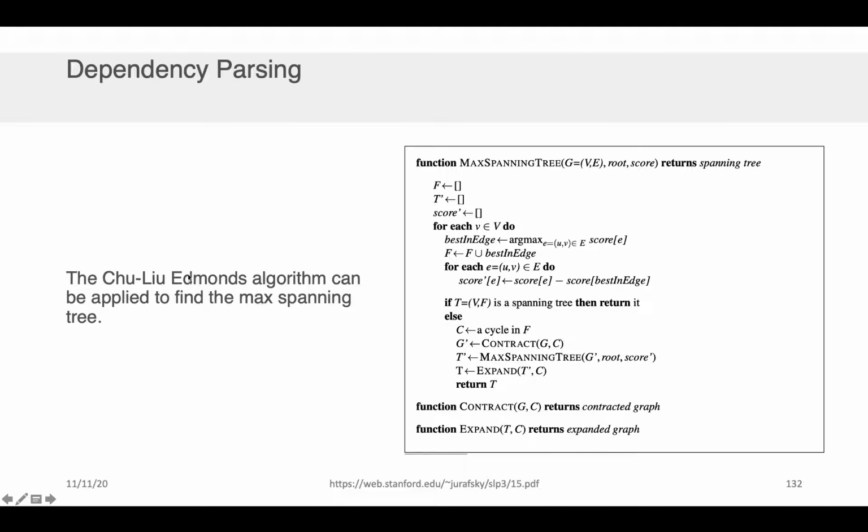That is the particular way of drawing the connections that will maximize the dependency score that's specified. The specific algorithm that's used for this maximization is called the Chu-Liu-Edmonds algorithm. And I'm listing it here. It won't be required for anything we'll be doing in this class. I'm only just bringing it up so that you're familiar with it in case you become interested in dependency parsing and want to explore it some more on your own time later.